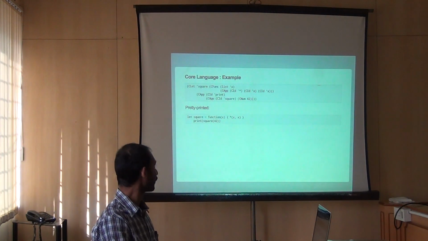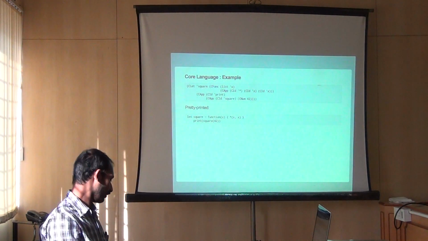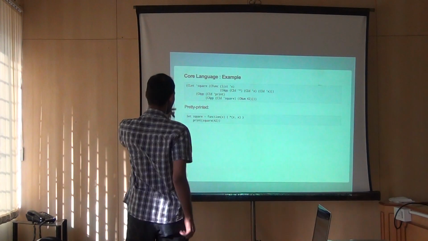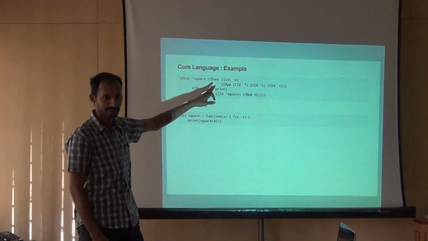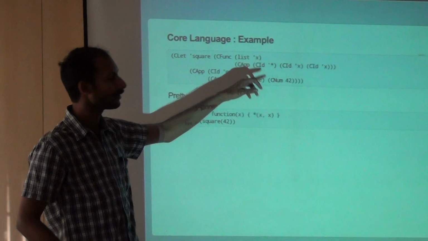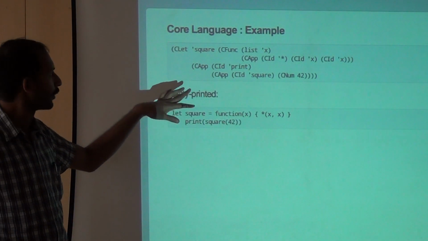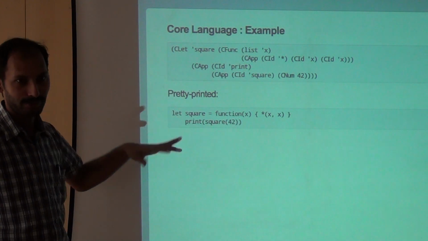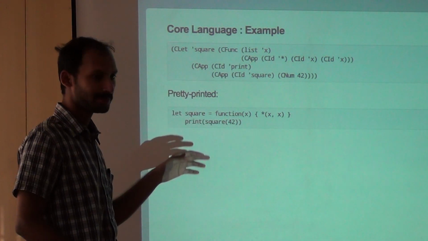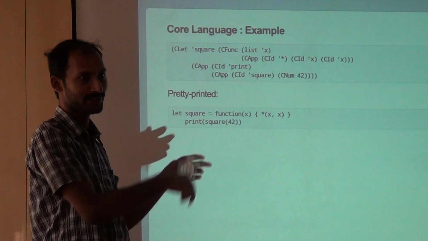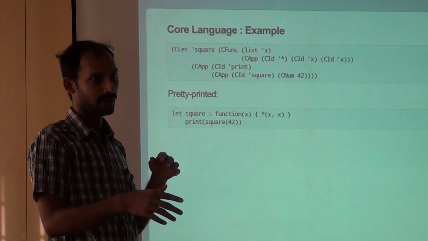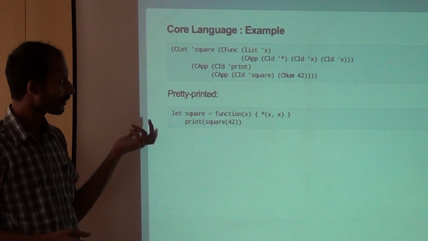Let's look at an example in the core language. Here, CLet square. Square is a function taking one argument. It's written in Racket, so don't get too confused about the syntax. It's a Lisp-like thing. When you want to say plus x y, you say bracket plus x y. Lisp is actually a nice language.